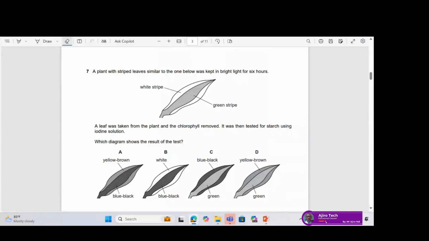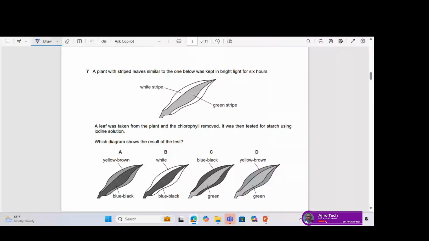So what's your answer? I'm deciding if it's A or B. So what are you settling for? A. Very good answer, A.